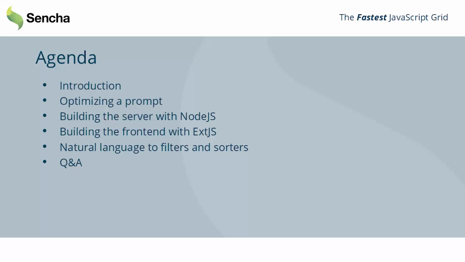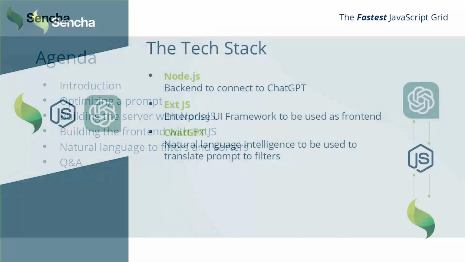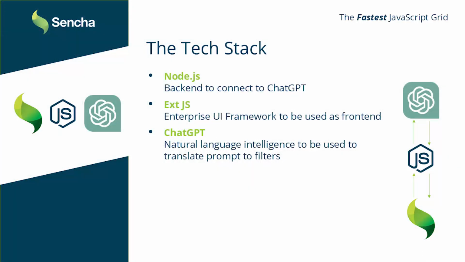And that takes us to the agenda for today. We're going to go through a brief introduction. We're going to learn how to optimize a prompt, although we're not going to use that exact one that I'm going to show you first. We're going to be building the server with Node.js. Then we're going to be building the front end with XJS. And finally, we're going to connect everything together. I know I have said this a lot of times before, but this is our tech stack. We're going to have Node.js, XJS, and ChatGPT. And as you can see here, this is the way it's going to communicate.